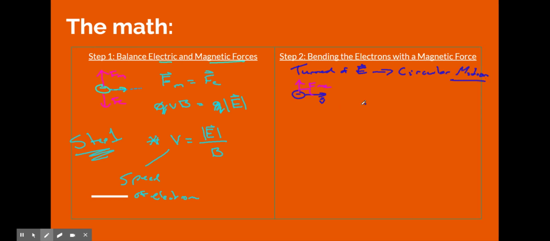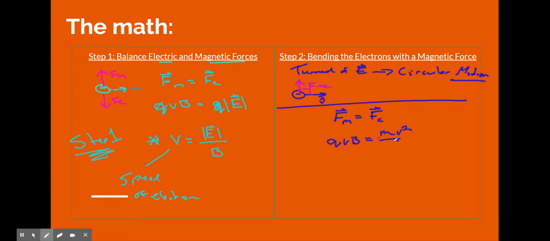Now, watch what that allowed Thomson to do. We now have a situation where the magnetic force is the only force acting on the object, and it is causing centripetal motion. So the magnetic force is the circular force. And you've seen this before as well. The Q times V times B is going to be equal to the mv squared over r.